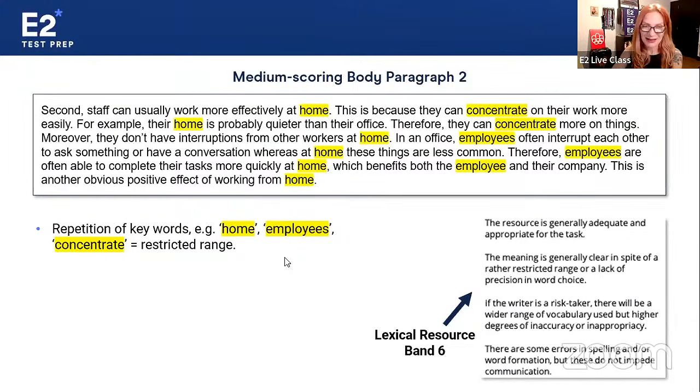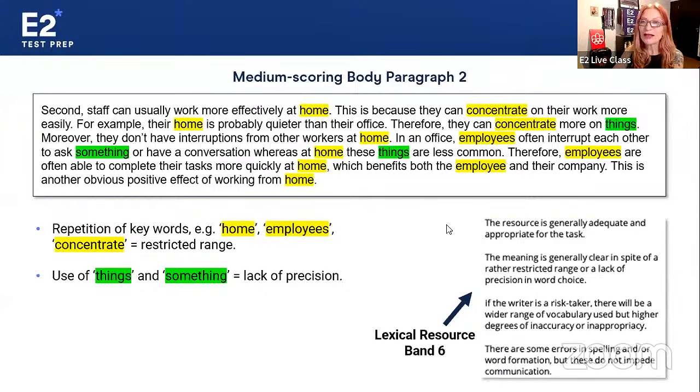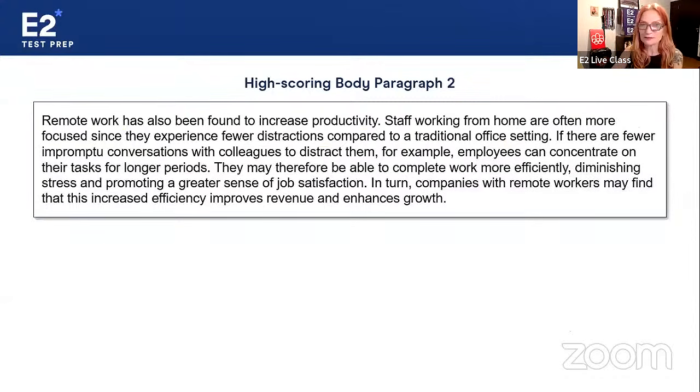It's like I'm trying to, at the same time, read the chat box and look at the slides. So in order for you to improve this, things, something, this is total lack of precision. We call these empty words, like thing. What is a thing? A thing is a whatever. So avoid this also because it lacks precision.